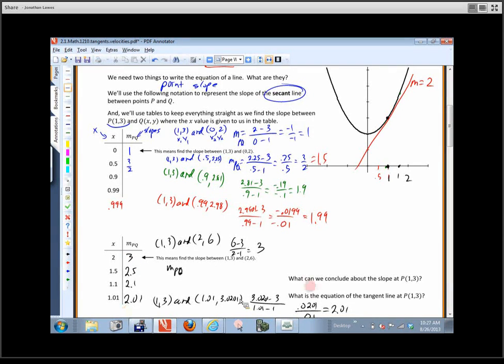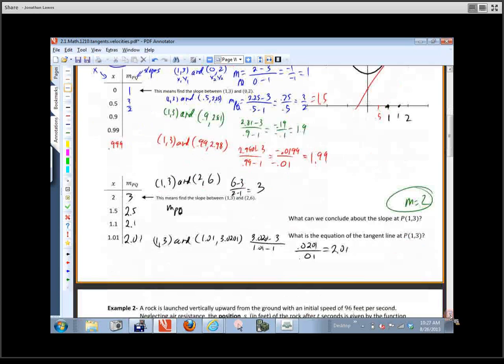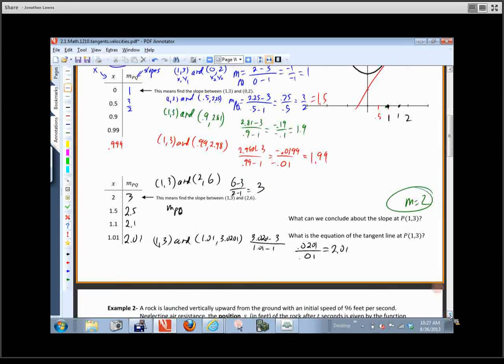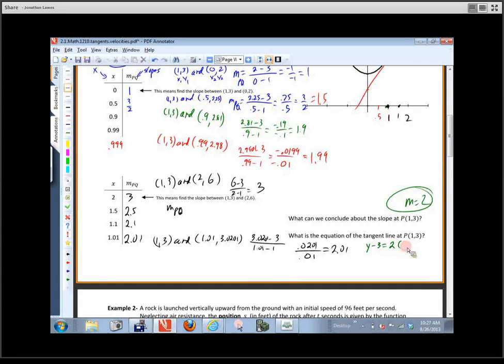So what can we conclude about the slope on that curve right at that particular point? What would we say the slope is? 2. Okay, so we're going to say that the slope is 2. And then it asks, what's the equation? In order to find the equation, I'm going to plug this into point-slope form. It's going to be y minus 3 equals, the slope is 2, times x minus 1, and then we'll move that around and put it in slope-intercept form. So this is y minus 3 equals 2x minus 2, so y equals 2x plus 1.